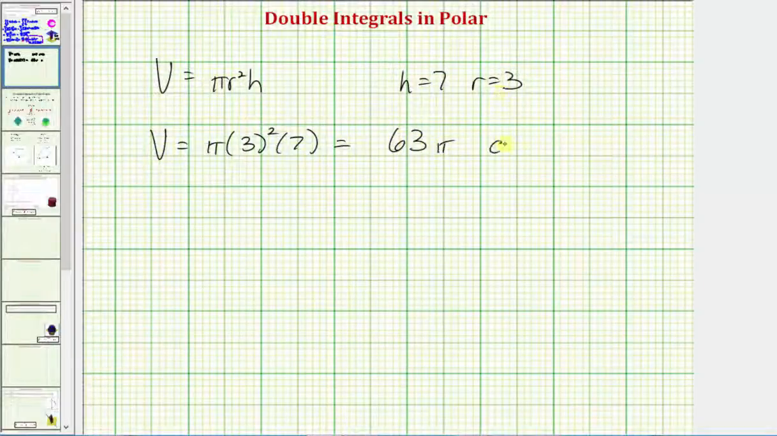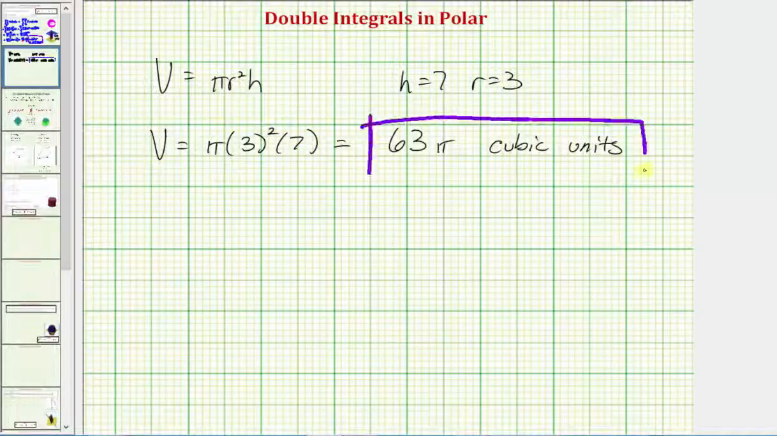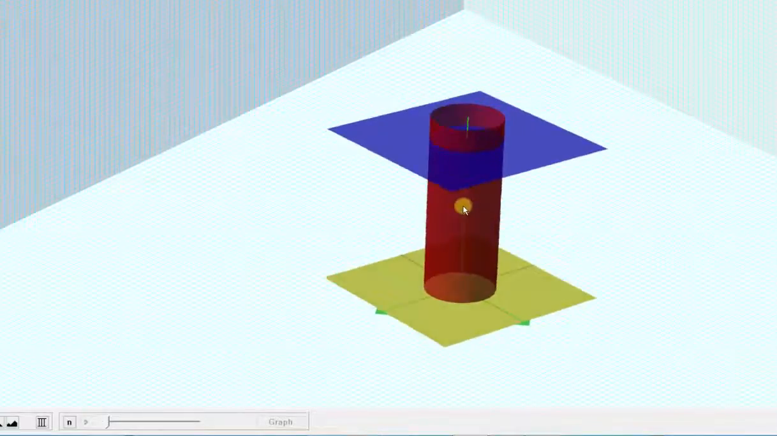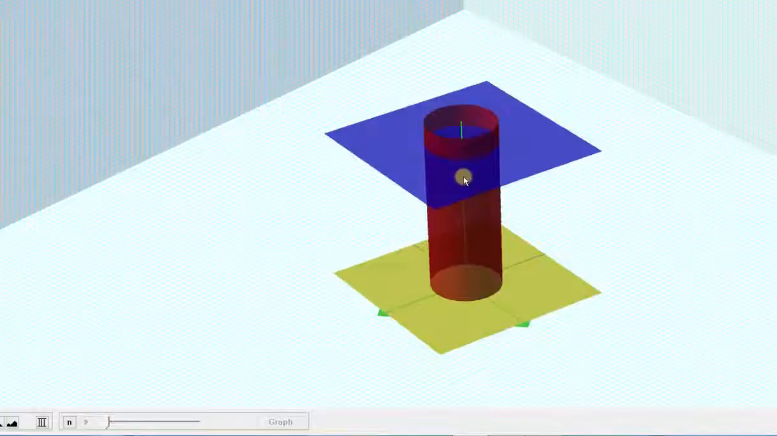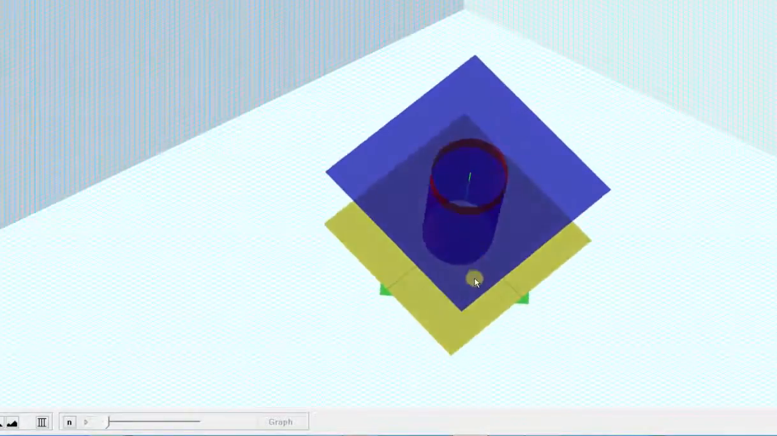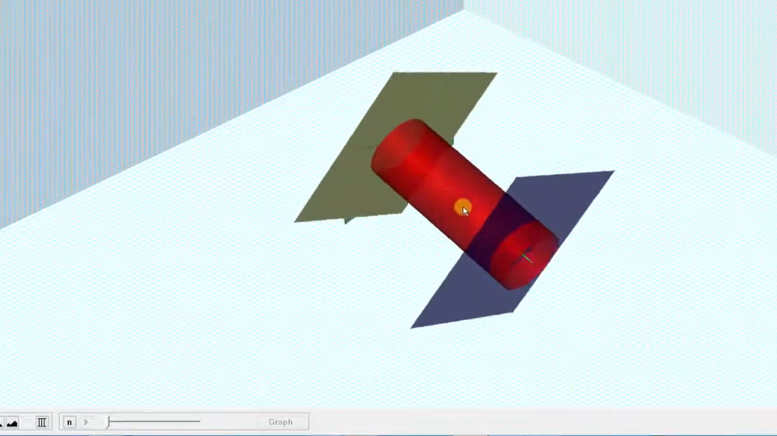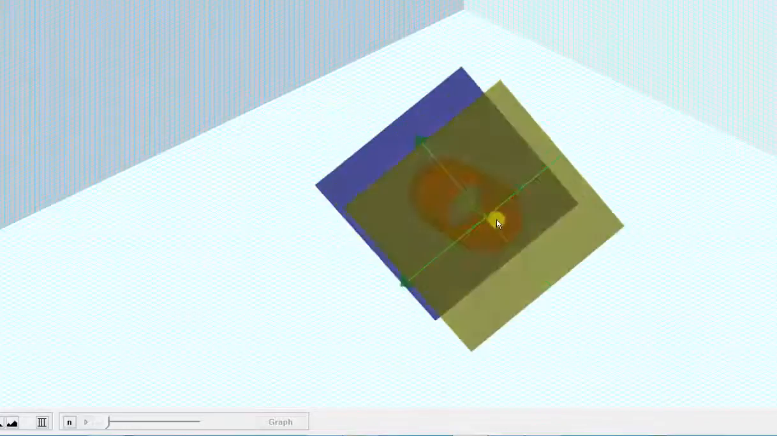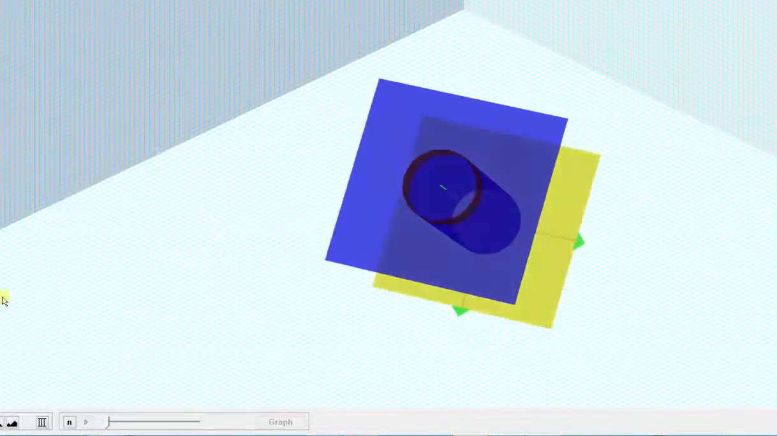Again, this would be cubic units. So in most cases, we won't be able to use a geometric formula to check our work, but in this case we can. Again, we just found the volume of the right circular cylinder below the blue plane and above the xy plane graphed in yellow over the region of integration, which was x squared plus y squared less than or equal to 9. I hope you found this helpful.